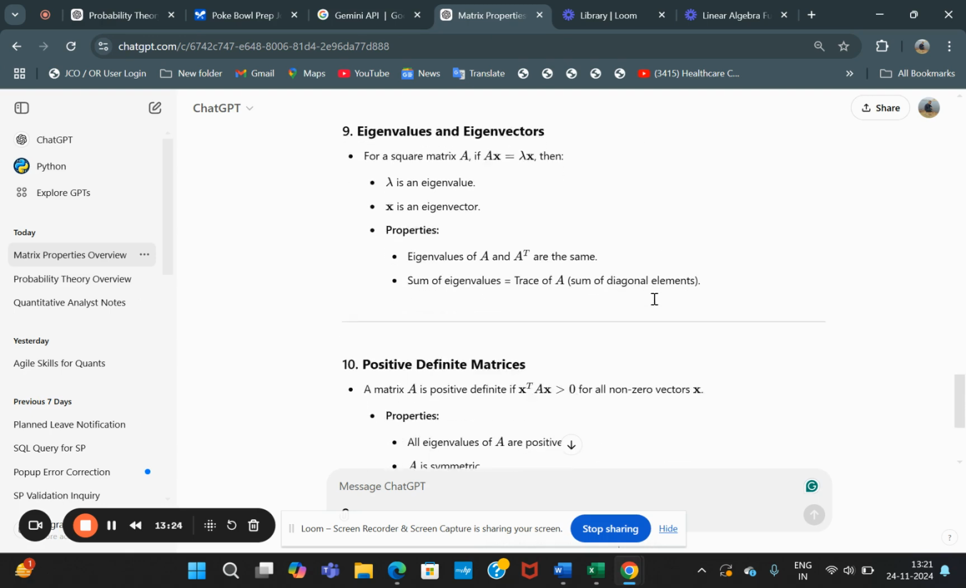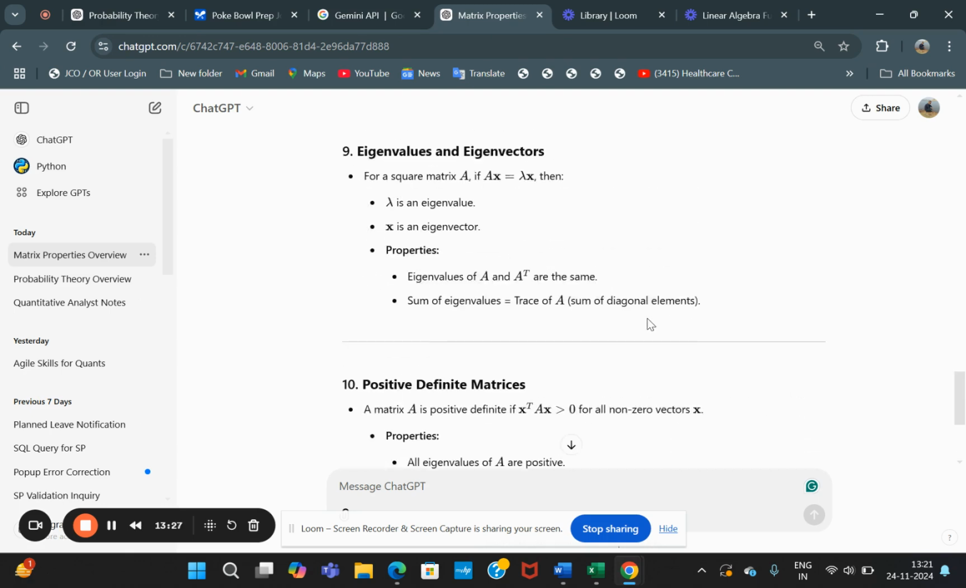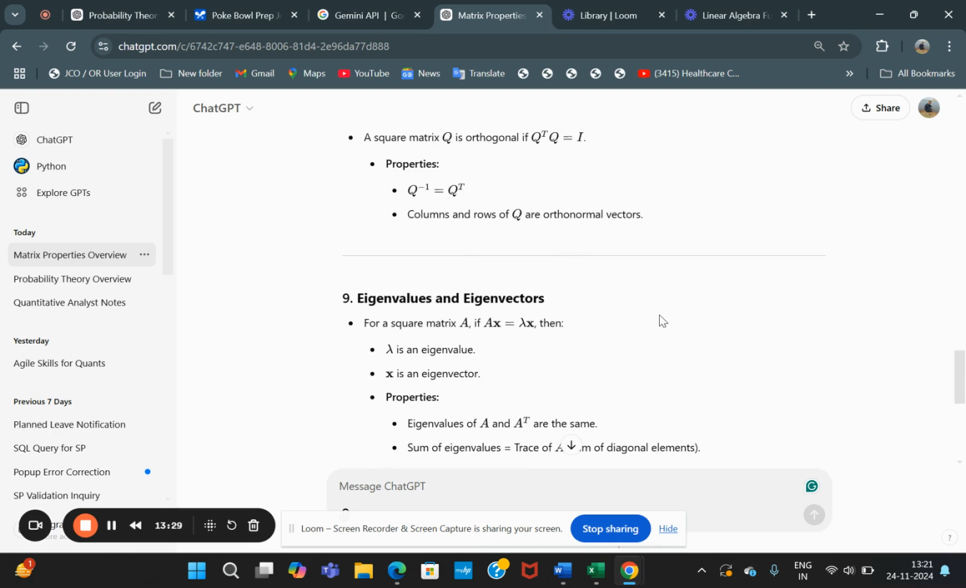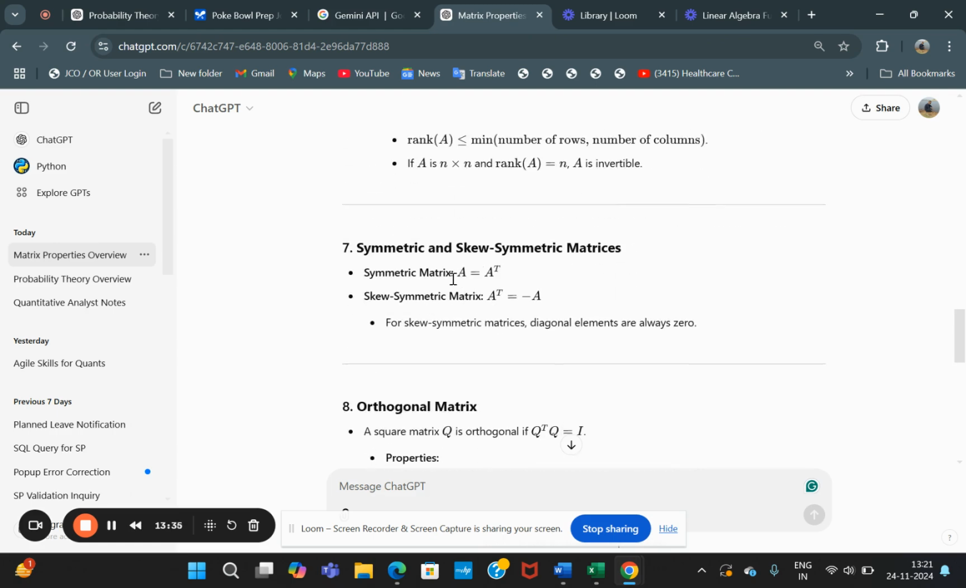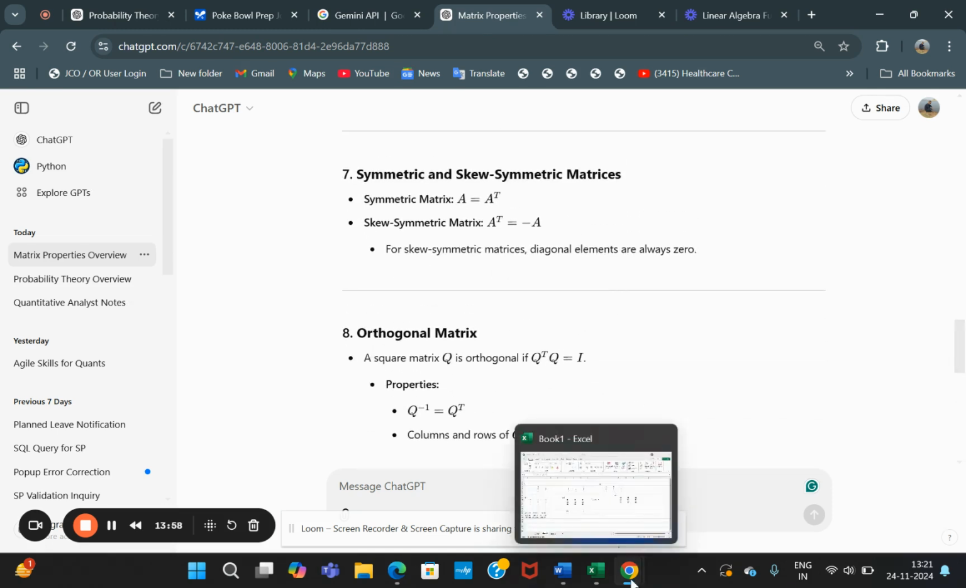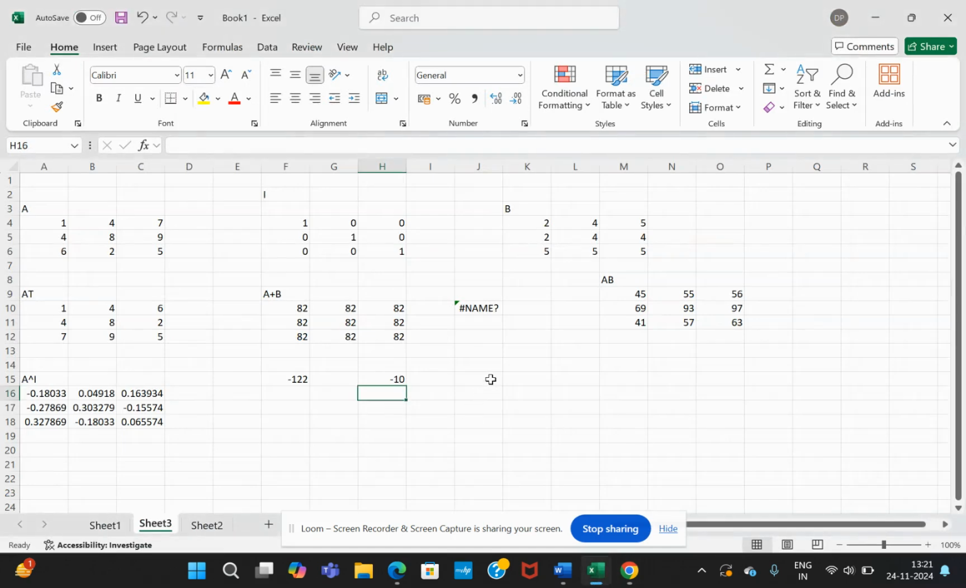Let's move to some examples on the matrices. So first let's consider the symmetric and the skew symmetric matrix. A symmetric matrix we consider as A is equal to A transpose. That matrix we call a symmetric matrix. And a skew symmetric matrix is where A transpose is minus A, so this matrix we call a skew symmetric matrix. Let me explain the symmetric matrix.